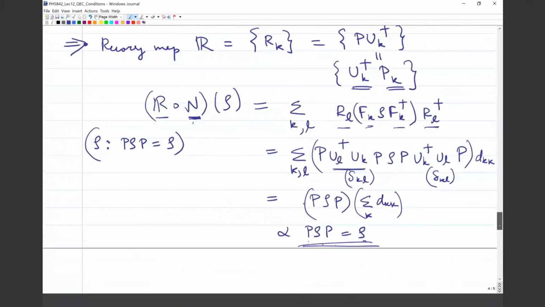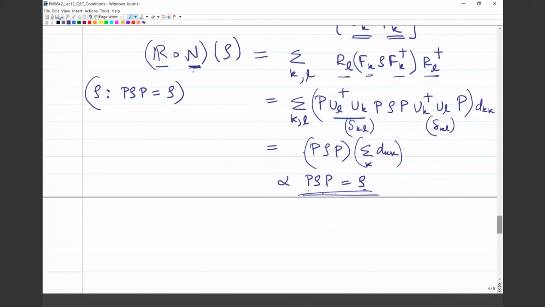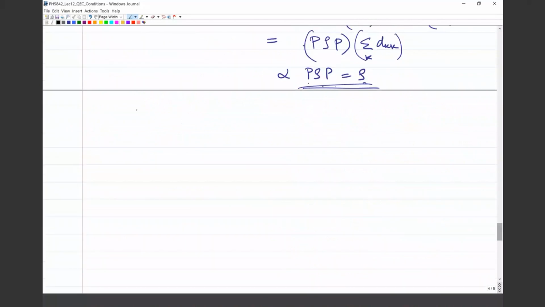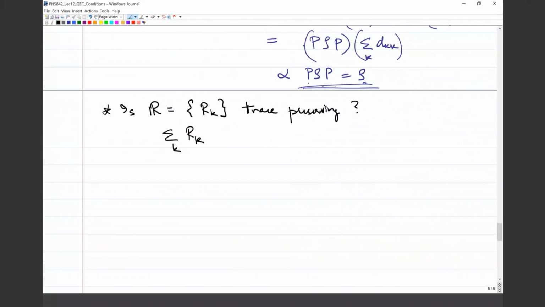The one final thing which I need to show is that this recovery map that I wrote down, I claim that it is a CPTP map at the beginning, right? So is it a CPTP map? I've written down some set of Krauss operators. So that takes care of the CP property. Is this a trace preserving map? So let us check that condition once. So RK dagger RK, right? That's what we need to check.